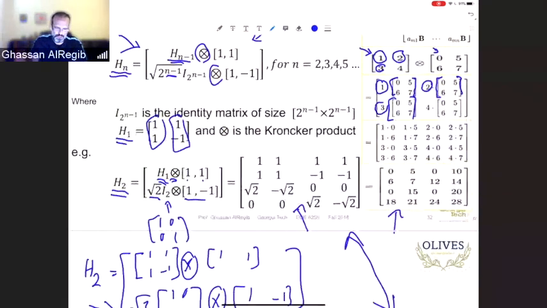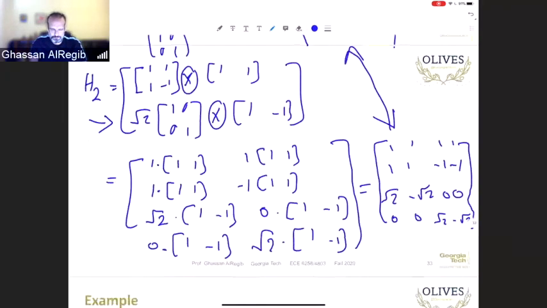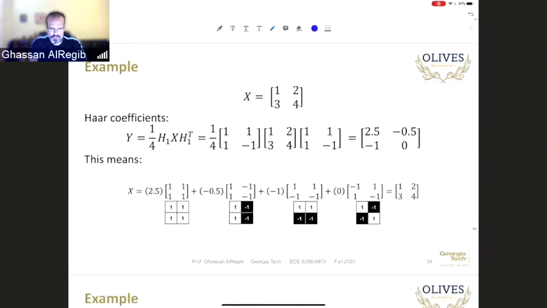The first one is 2 by 2. You can get H1 for that. The next one is 4 by 4. You can get H2 for that, and so on. So here is an example of an image, a 2 by 2 image. And if you apply just one level of the Haar transform, then we have 1/4 H1 X H1 transpose. And this becomes our Haar transform, which you now know how to read.